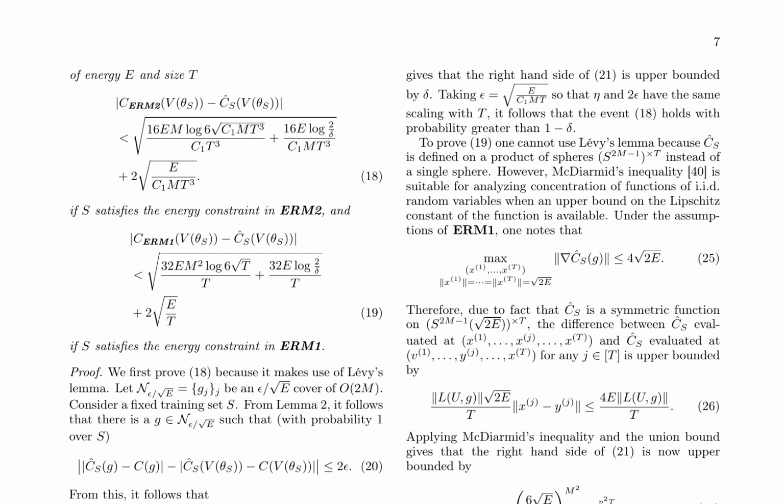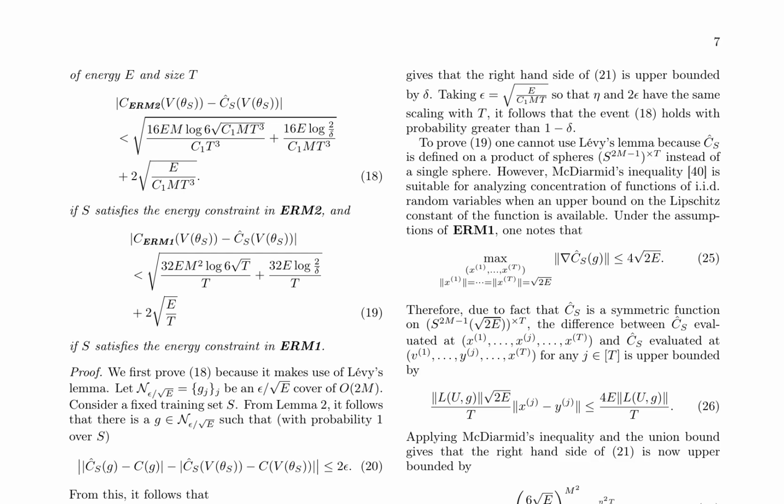The authors present two generalization bounds for energy-constrained regression models ERM1 and ERM2. The first bound, equation 18, is derived using Levy's lemma and applies to ERM2. It states that with high probability, the difference between the empirical risk and the true risk is bounded by a term that scales with the energy constraint and the size of the training set. This bound is obtained through covering the space of possible functions with a finite number of balls and applying Levy's lemma to bound the probability of the event.